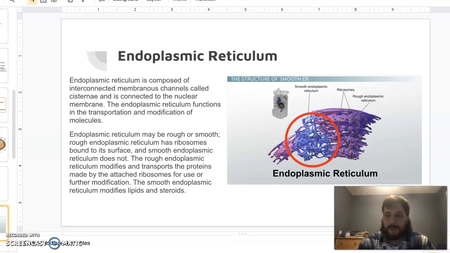And then we have the smooth ER, which in this picture is over here on the left, and it doesn't have those ribosomes attached to it. That's because this part of the endoplasmic reticulum is responsible for modification and transport of other types of molecules, such as lipids and steroids. And lipids and steroids are fats and cholesterols.